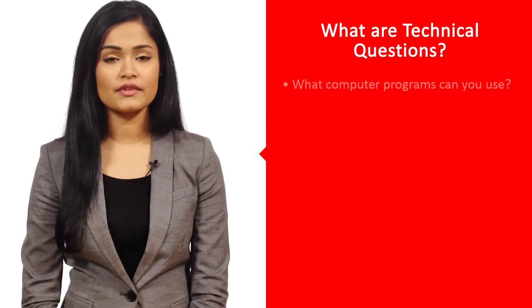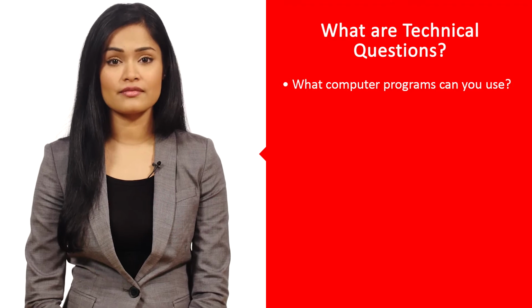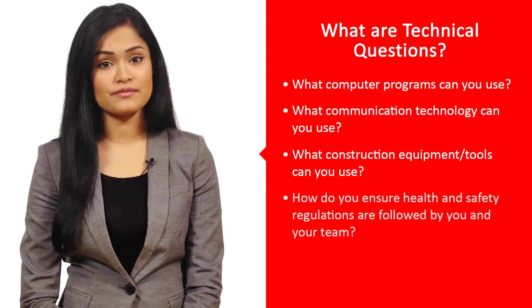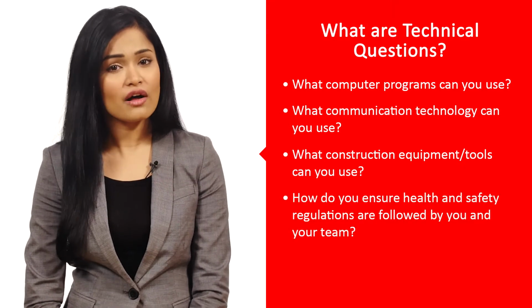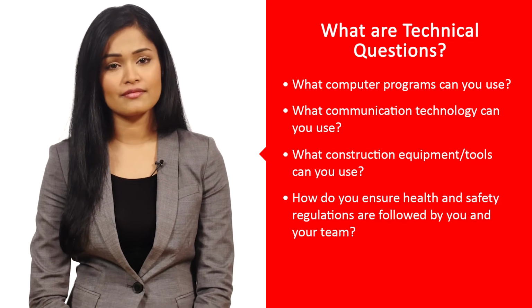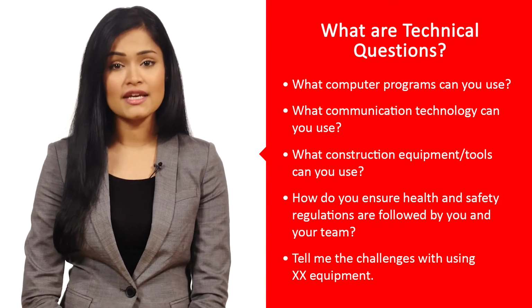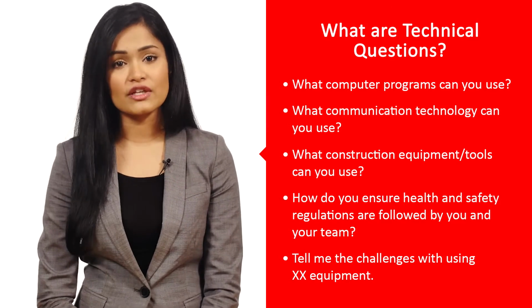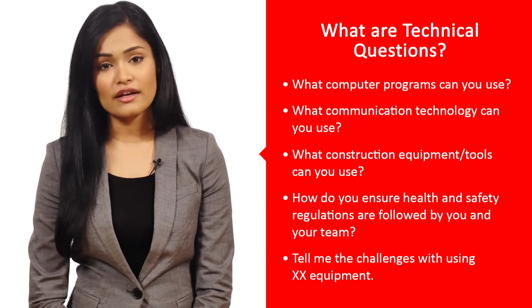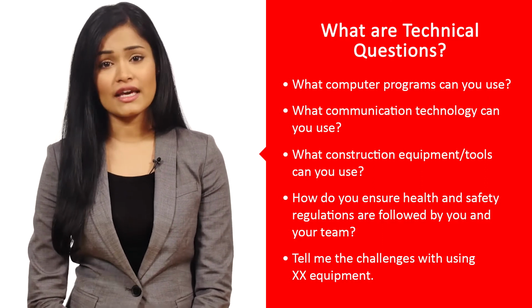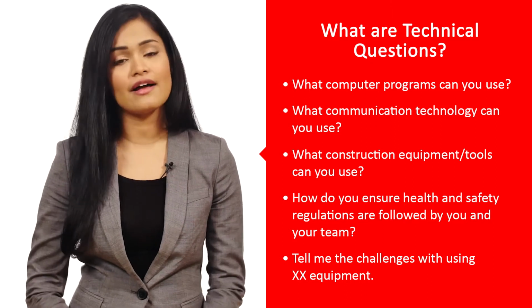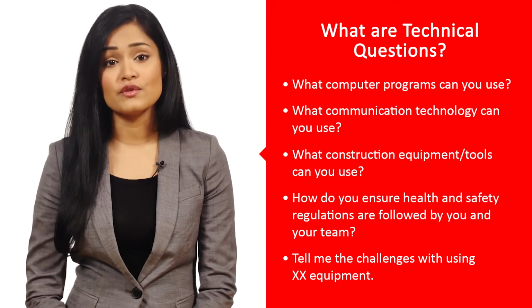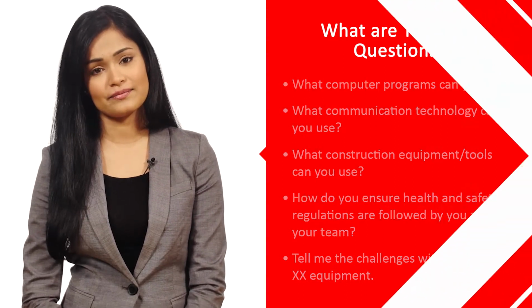Here are some examples. What computer programs can you use? What communication technology can you use? What construction tools can you use? How do you ensure that health and safety policies are being followed by you and your team? Tell me how this particular piece of equipment is best utilized in a project like this. Technical questions are very specific to a job or field. To answer technical questions, be detailed and specific and demonstrate that you are familiar with the technical aspects of the position. Illustrate your answers with examples of how and when you use the technical tool or skill in the workplace.